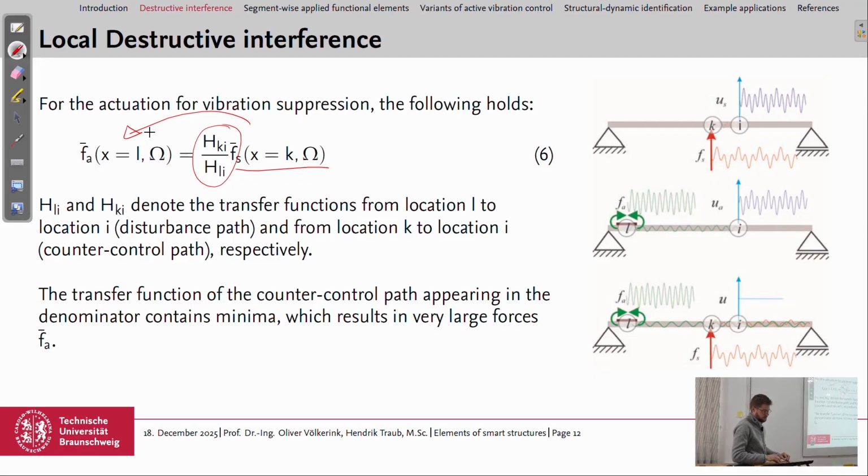So we need two transfer functions, one from the location L to I, which is the disturbance path. So this, no, it's the other way around, I think. So this is from K to I, the disturbance path. This is this one. And we have the counter control part from L to I. So it's a typo here. This should be K, and this should be L.